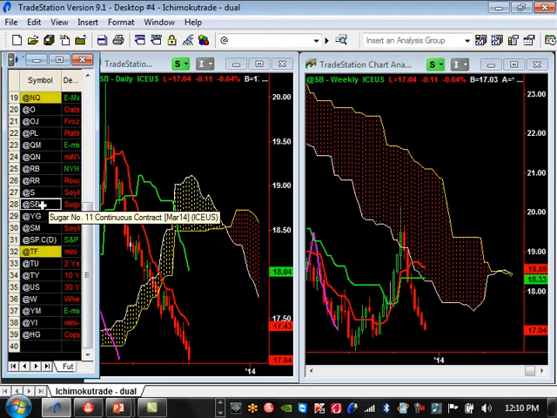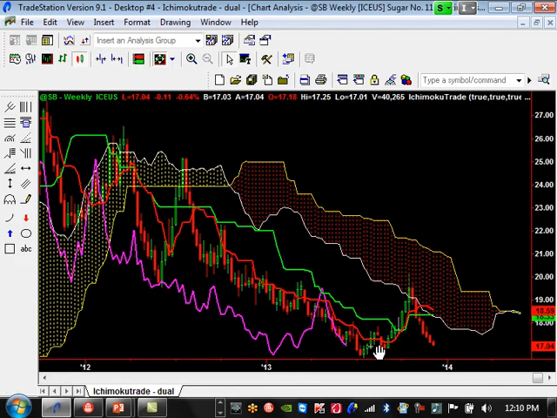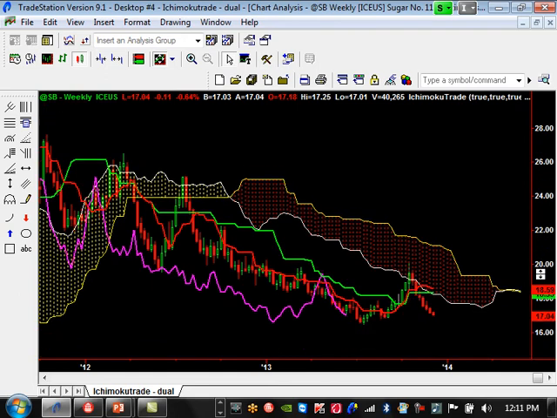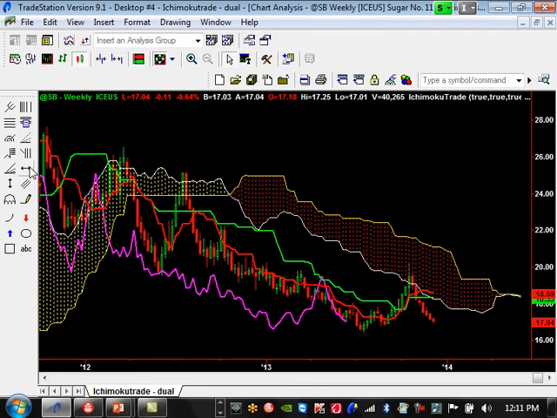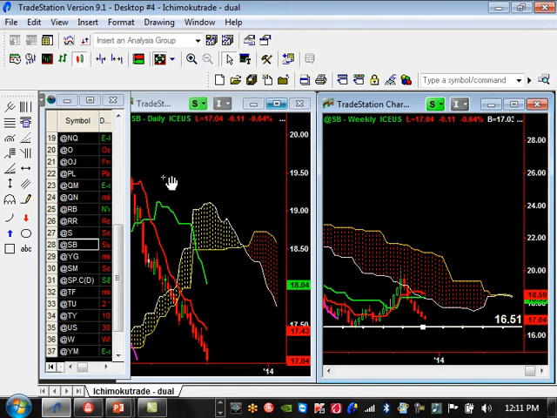Next is sugar. Sugar here was downward trending. Not sure if anyone knows, they finally did a major pullback here. Did the pullback and now it's trying to retest the low around, what is this value, the exact value here? 1651 is where it's trying to retest there. So resistance on this guy is going to be around 18.